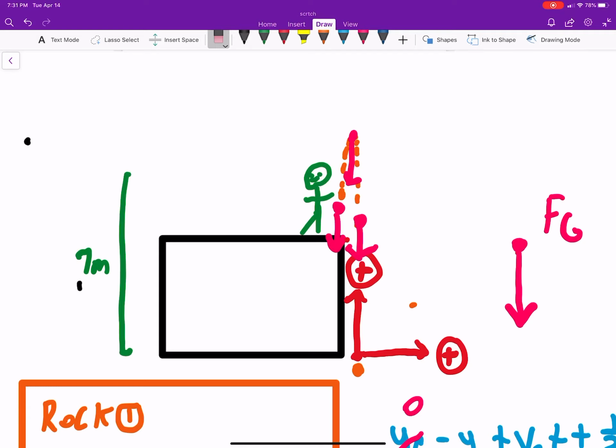So we set the coordinate origin at the very bottom. You could have set it where the man is standing as well, but we just went ahead and set it at the bottom. So hopefully that makes sense.